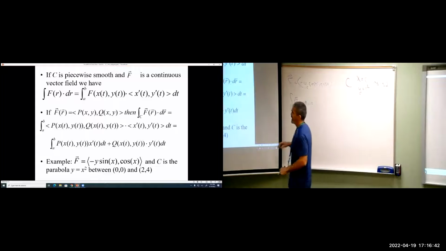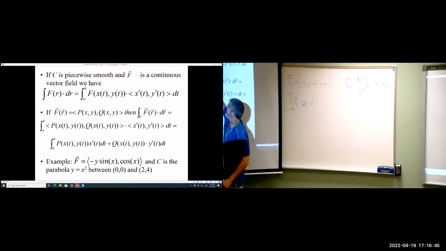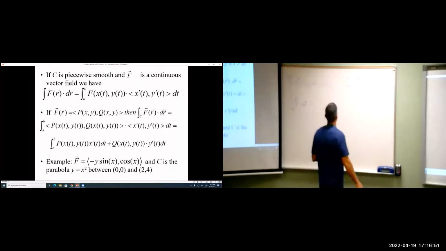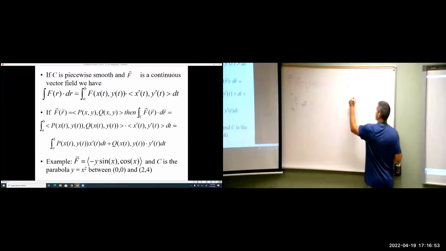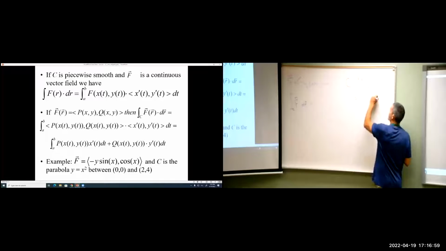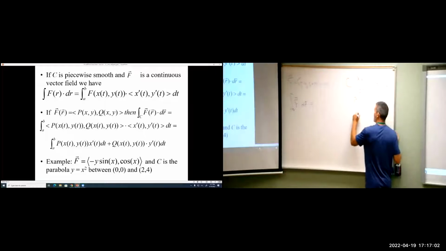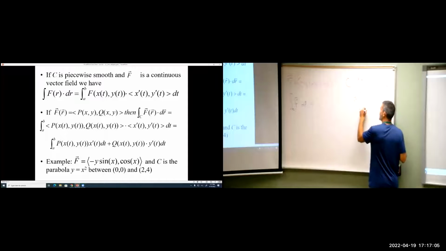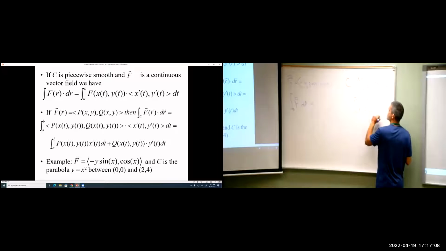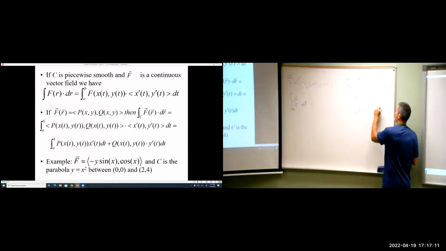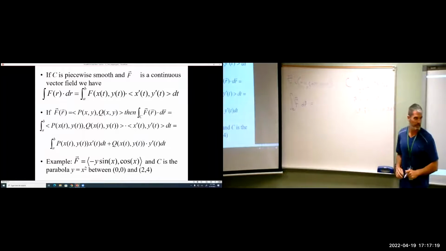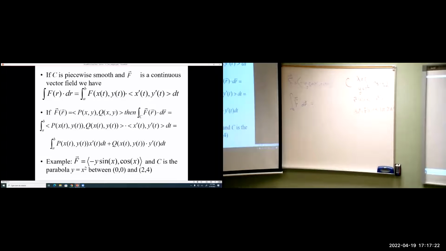I'm not going to write out this part, but this is what comes next. So basically, if that's my C, then r(t) is t comma t squared. Then dr, which is r'(t), is 1 dt, 2t dt. Kind of hard to see at home.